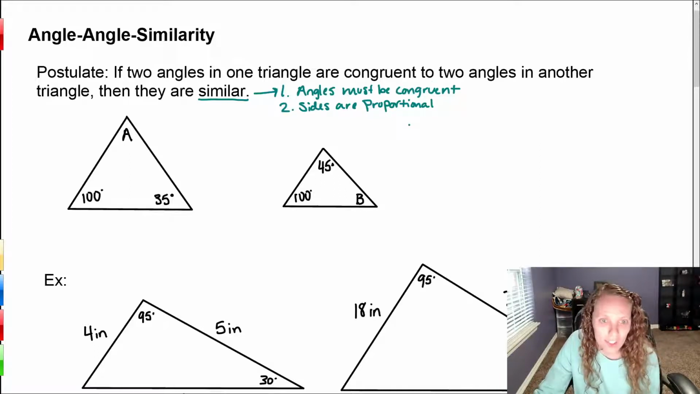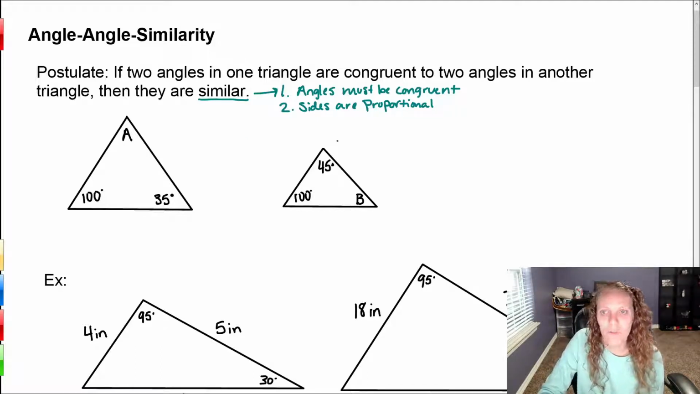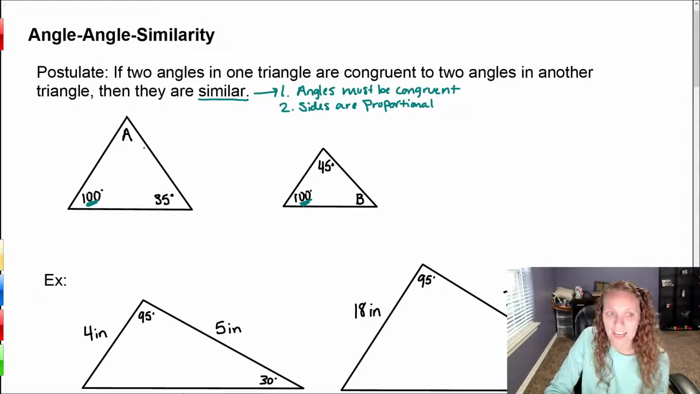So let's look at these two triangles here, and we're going to decide are these similar or not just by looking at the angles. Remember, if two angles in one triangle are congruent to two angles in another triangle, well, I see that 100 here is congruent to 100 here. So far so good. I see a 35, and the angle that corresponds or matches in the other triangle is B, and then I see 45 that corresponds to A. So we need to solve for one of these missing angles.